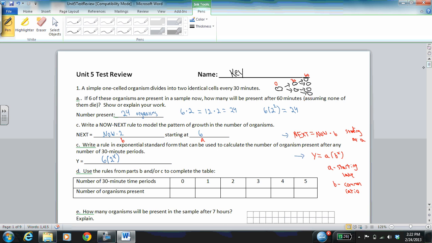And that represents this situation where y represents the number of organisms after x, which represents the number of 30-minute time periods. And that makes sense because y depends on x. Typically how we do it is y depends on x. So obviously the number of organisms, y, depends on the time periods, x.